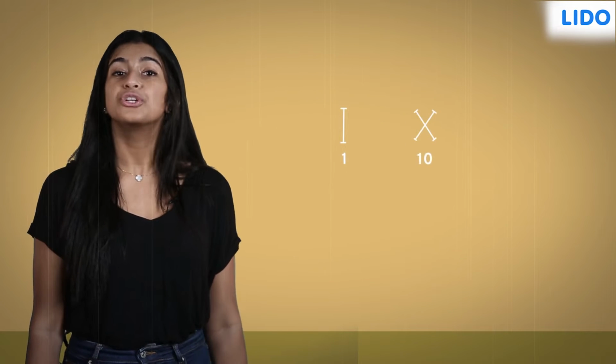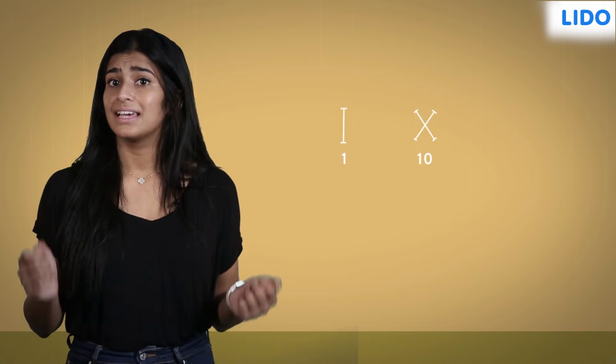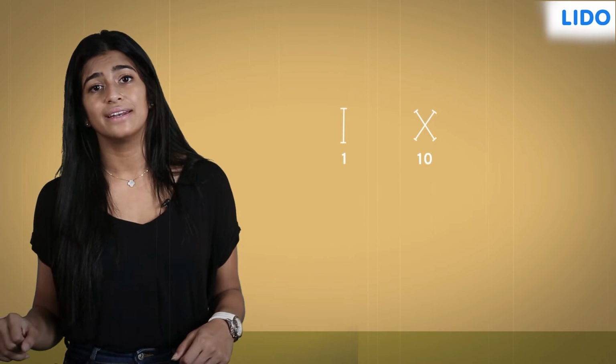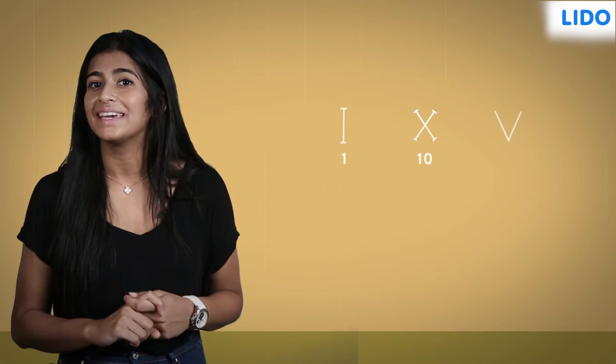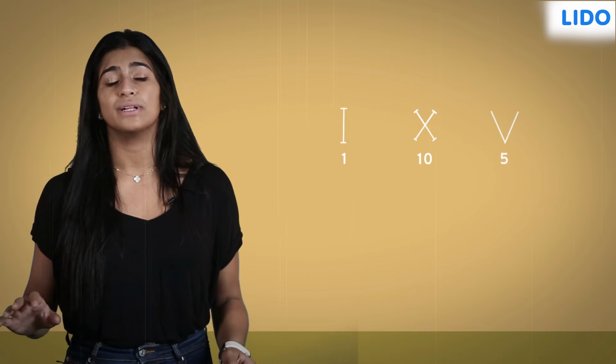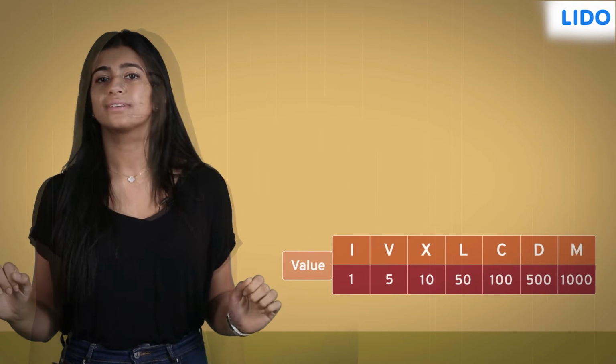Now, the Romans were really intelligent, so they decided to cross out the original I with a forward line to represent 10. And since 5 is half of 10, they cut it in the middle for X to become V, and that's 5. Similarly, the Romans created symbols to represent different values.